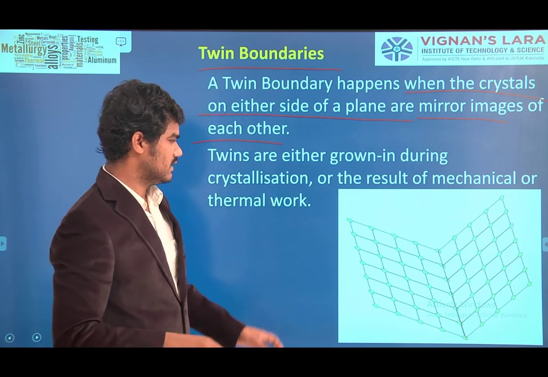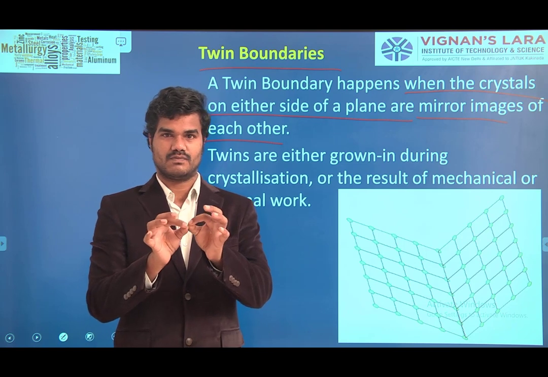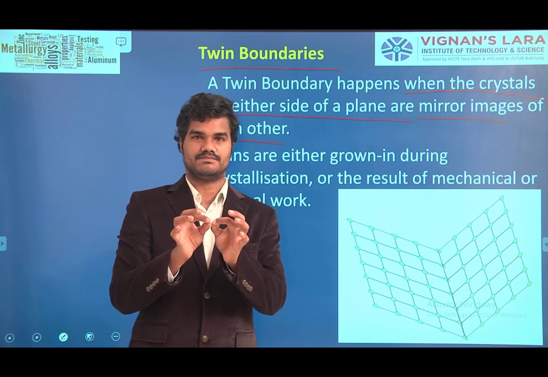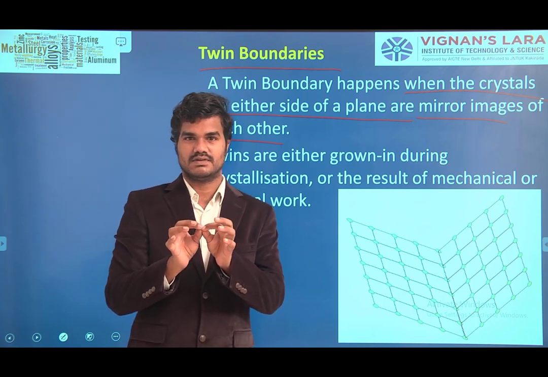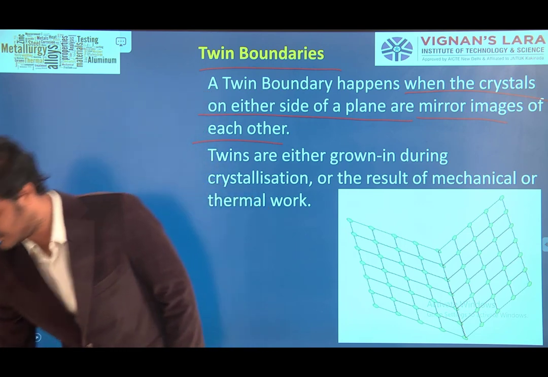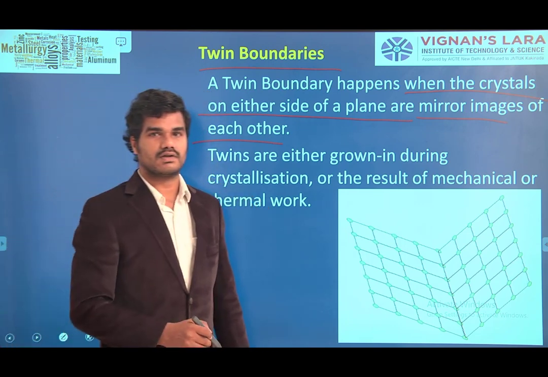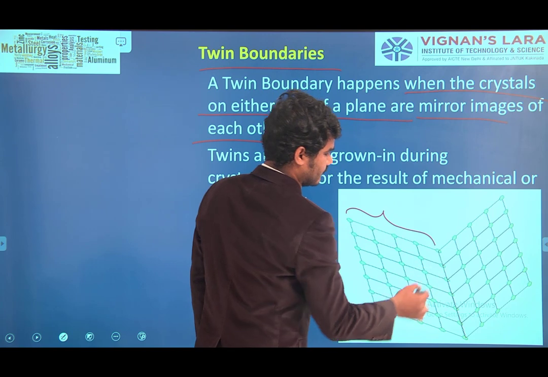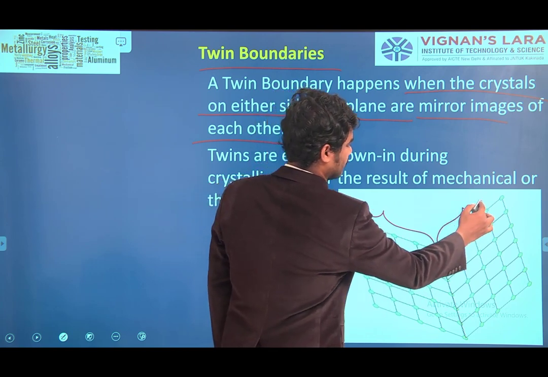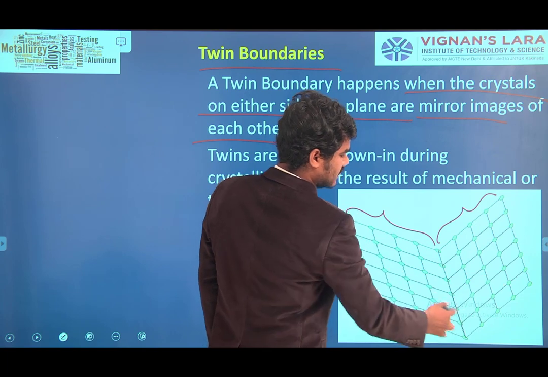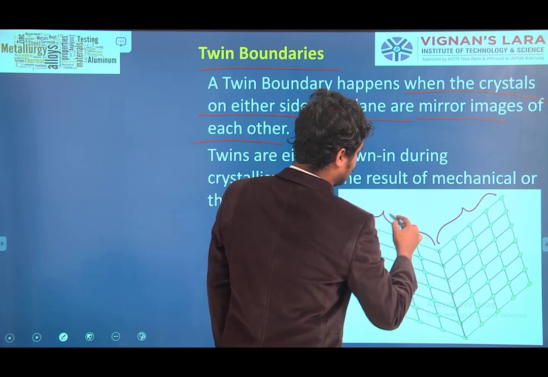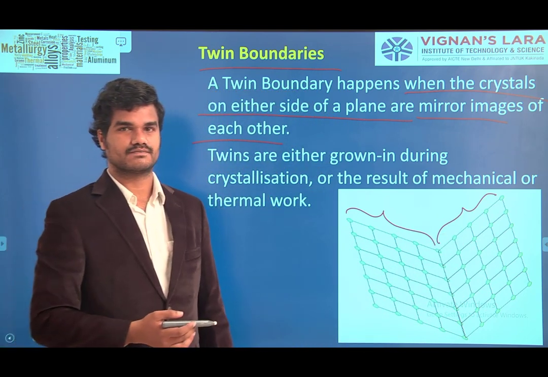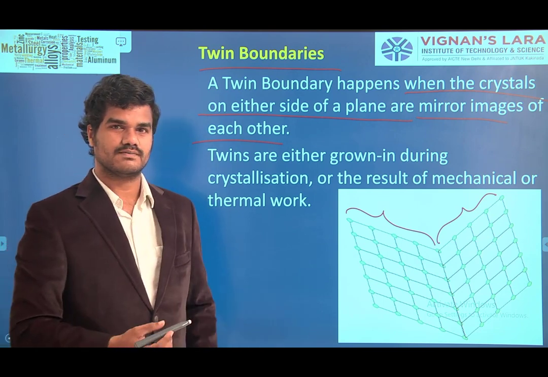Like that, in 2 successive planes. This type of boundary is a twin boundary. The tilt boundary is the previous one. This is the twin boundary, and for the twin boundary you can draw this diagram. This is one crystal and this is an adjacent crystal. Both are in alignment, so this boundary is the twin boundary. So how do these boundaries form?